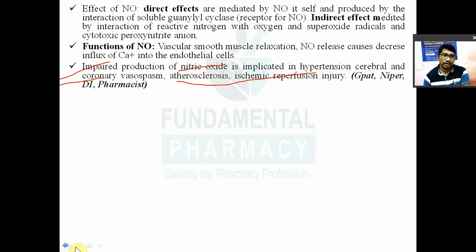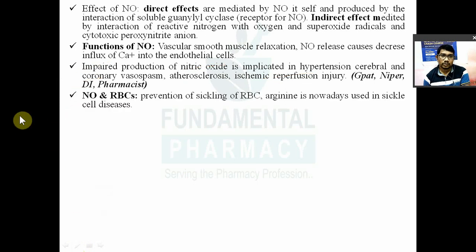ये सब में क्या हो रहा है कि nitric oxide का production defective है, so there is a lack. और nitric oxide का role RBC में होता है. What is the role of nitric oxide in the RBC? So nitric oxide in the RBC will prevent the sickling of RBC. It will keep the RBC intact. So that's why, if nitric oxide is not in the RBC, what will happen? Sickling of RBC. Okay. And that's why arginine, which is a precursor amino acid for nitric oxide, is used in sickle cell.